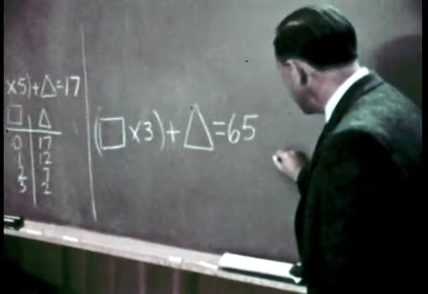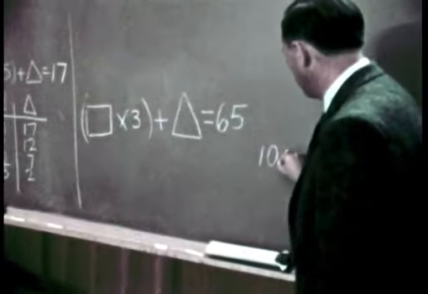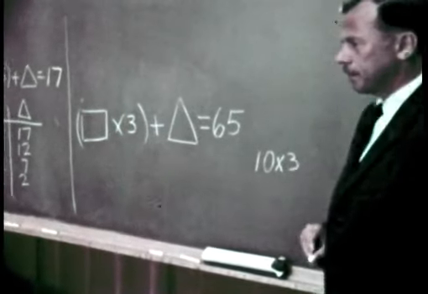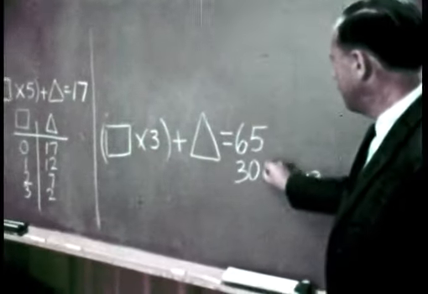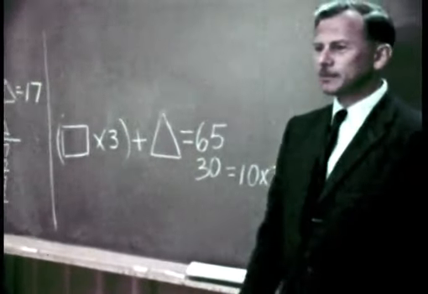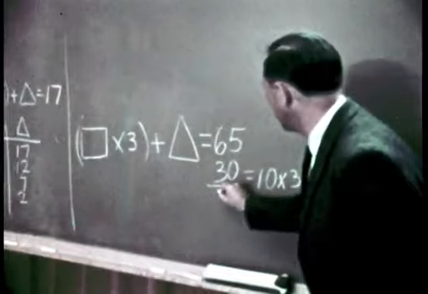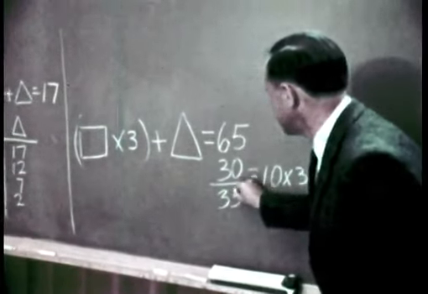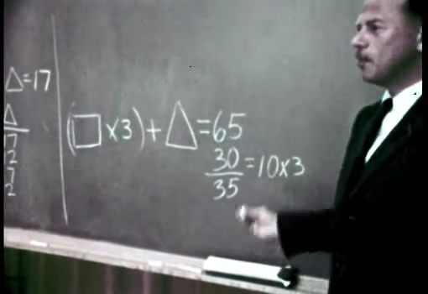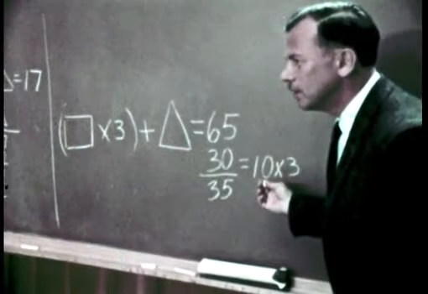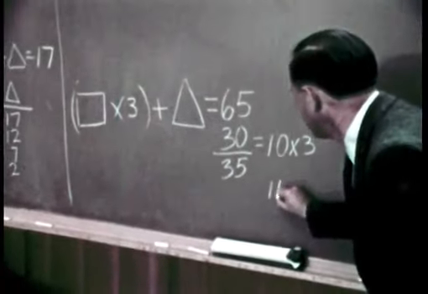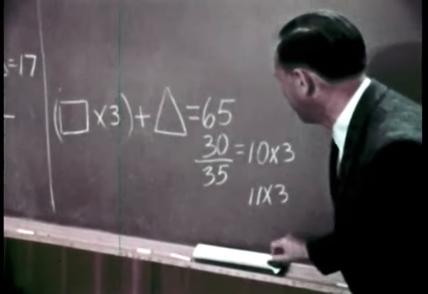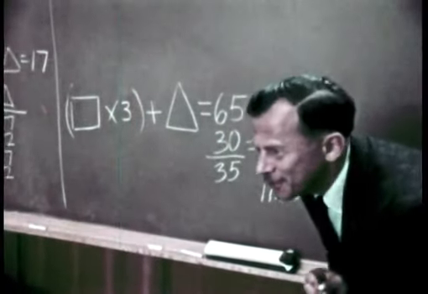Now, if you took 10 times 3, how much would that be? 30. And if we took 30 from 65, what would be left? 35. Can you get any more 3's in 35? Yes. How many more? 11 more. You could take 11 more, all right. How much is 11 3's? 33.